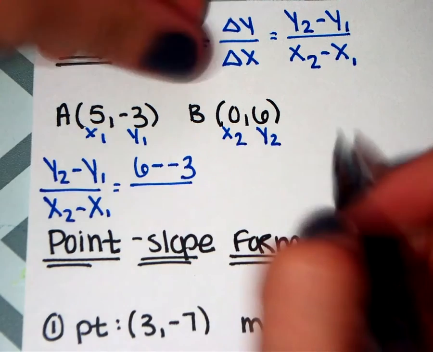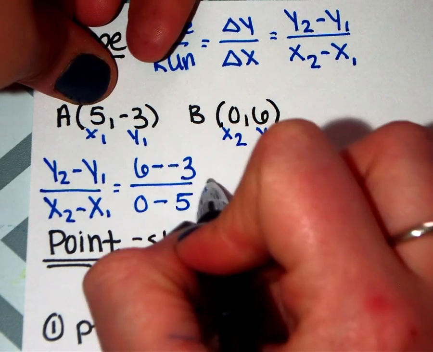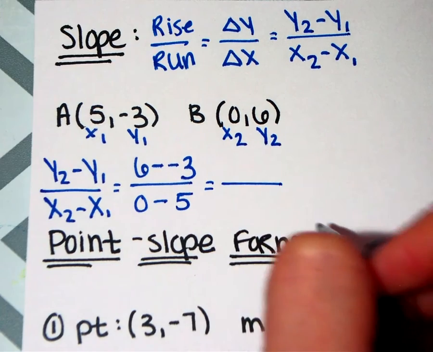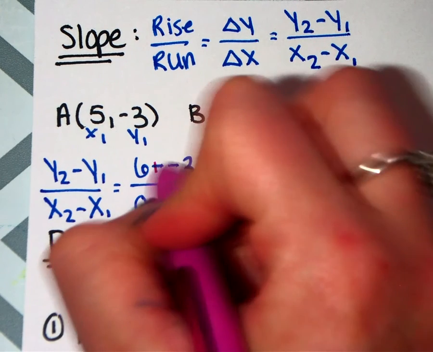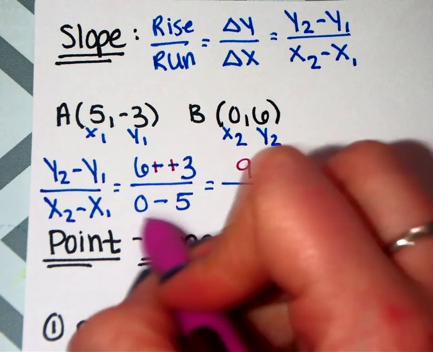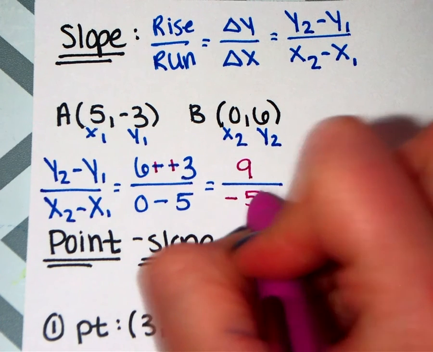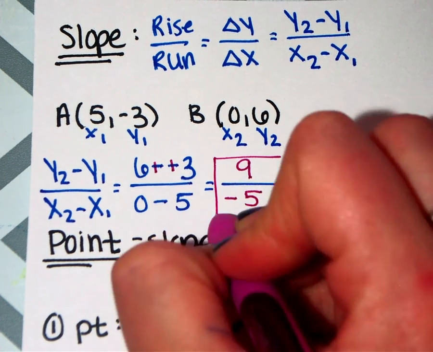Then my x sub 2 value is 0 minus my x sub 1 value, which is 5. You can do this by hand, changing the negatives to pluses, the double negative. 6 plus 3 is 9. 0 minus 5 is negative 5. So 9 over negative 5 is the slope of my line.